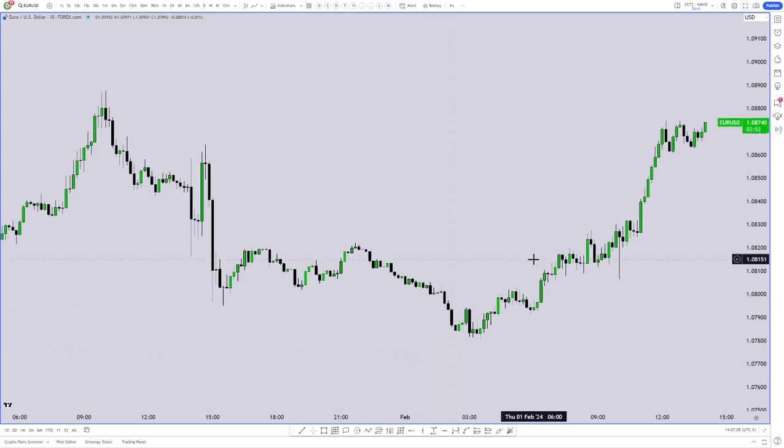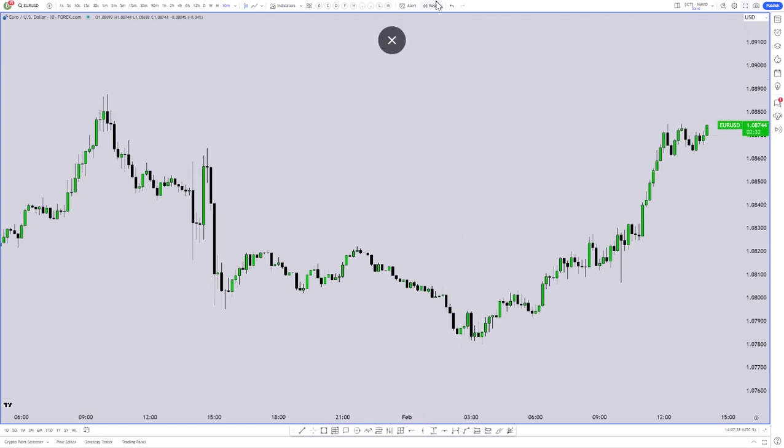So today we're simply going to be talking about the internal to external range bias model, or how to simply identify your daily bias based on the characteristics of how price behaves on a day-to-day basis. So yeah, let's get into it.